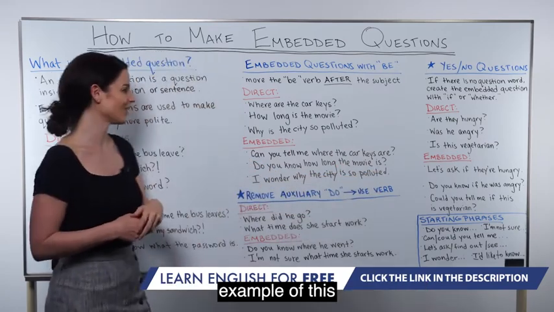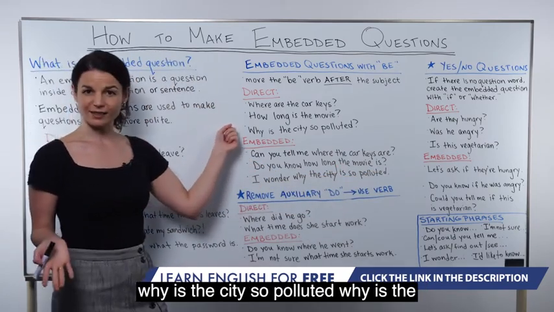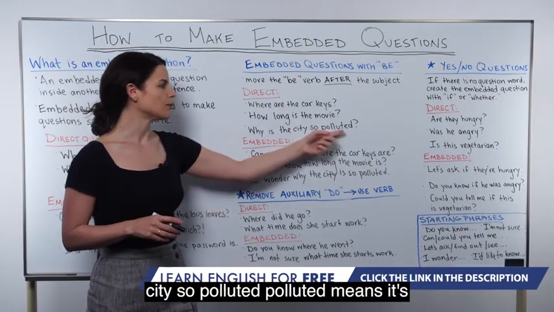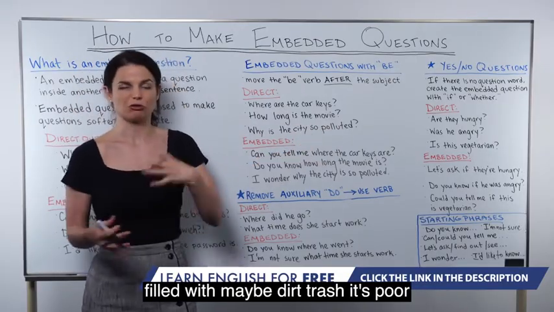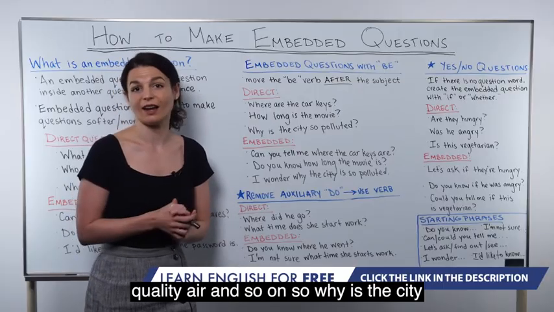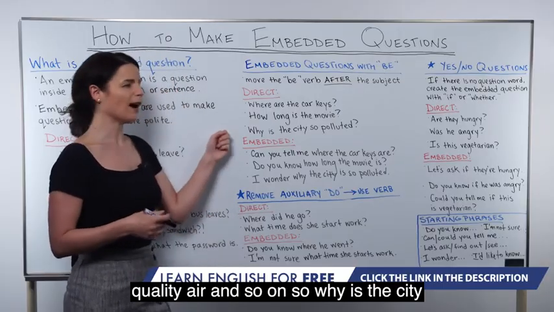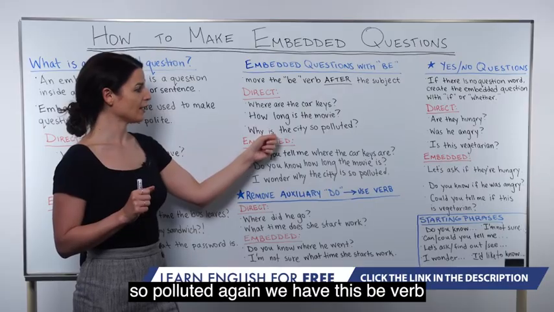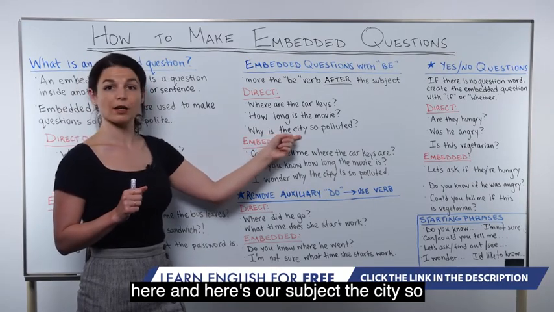One more example of this. Why is the city so polluted? Polluted means it's filled with maybe dirt, trash, it's poor quality air, and so on. So why is the city so polluted? Again, we have this be verb here, and here's our subject, the city.